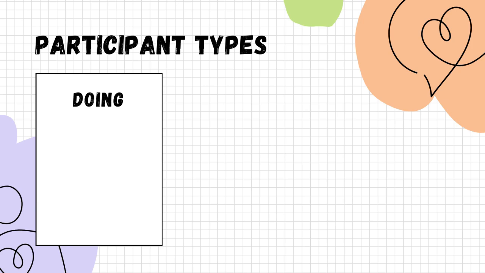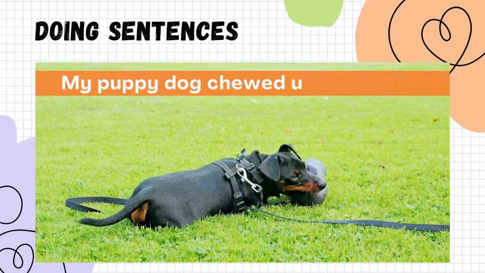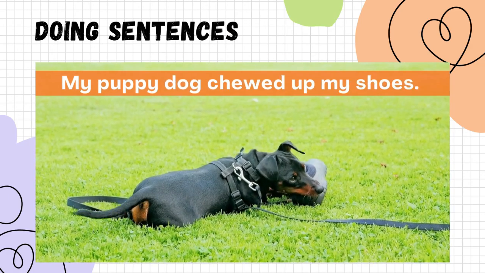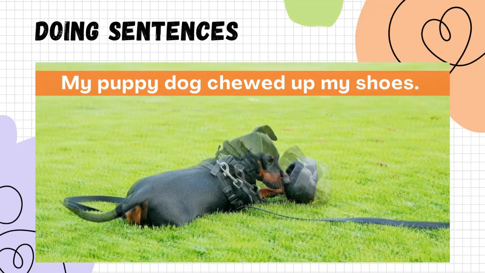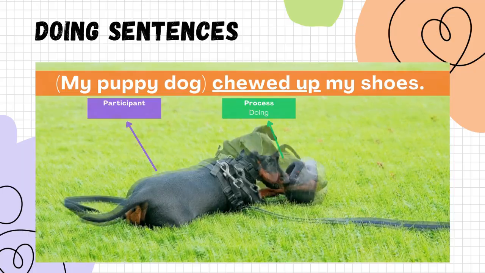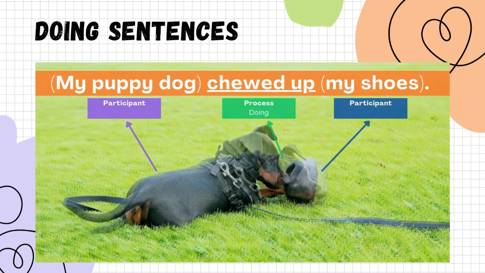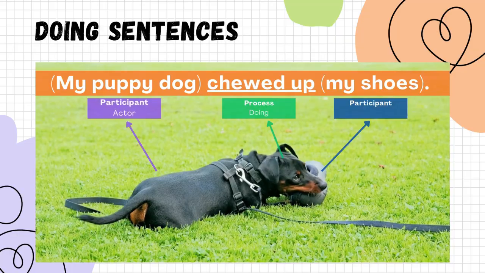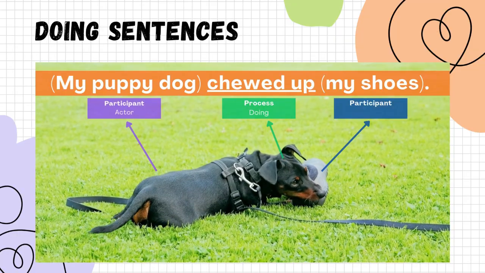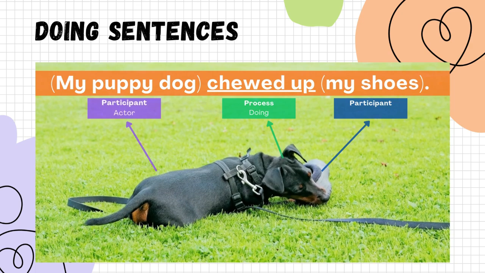Let's start with doing. Doing processes have an actor and a goal. For example, my puppy dog chewed up my shoes. This clause contains one doing process, chewed up, and two participants, my puppy dog and my shoes. Because my puppy dog is doing the action of chewing, it's the actor. It's doing this action to my shoes. My shoes are the focus of the puppy's action. Therefore, my shoes are called the goal.